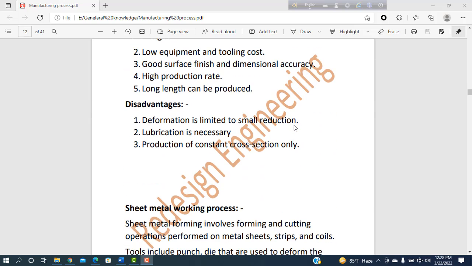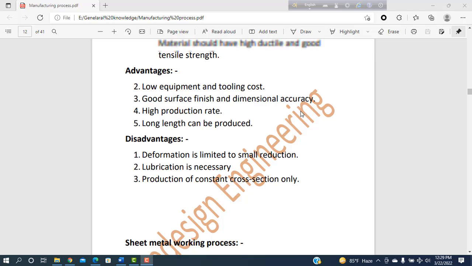Advantages: low requirement and tooling cost, good surface finish and dimensional accuracy, high production rate, long lengths can be produced. Here also are some disadvantages. Deformation is limited to a small reduction, lubrication is necessary, production of constant cross section only.